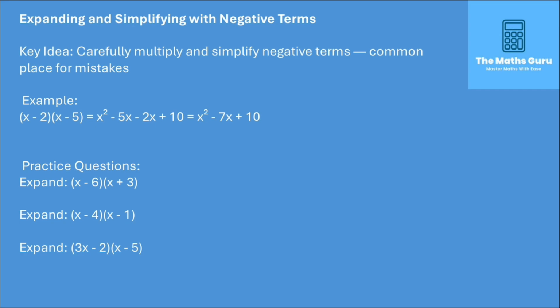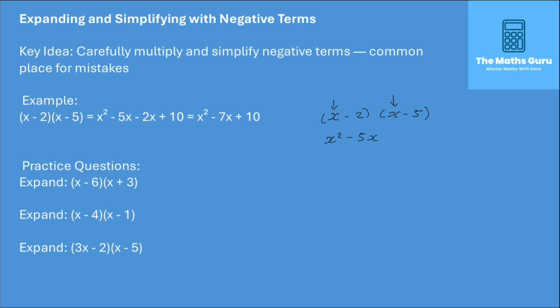Moving on, we're now looking at expanding and simplifying with negative terms. This expansion is going to be more focused on dealing with double negatives, just to make sure we don't make common mistakes. Once again, looking at our example, we have x minus 2 times x minus 5. We have x times x as our first terms. We're still using the FOIL method here, guys.